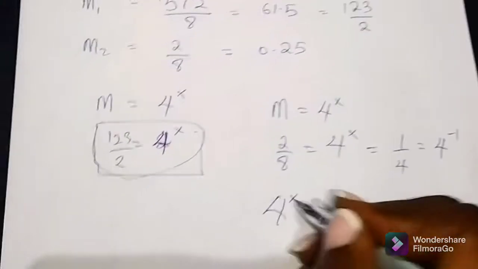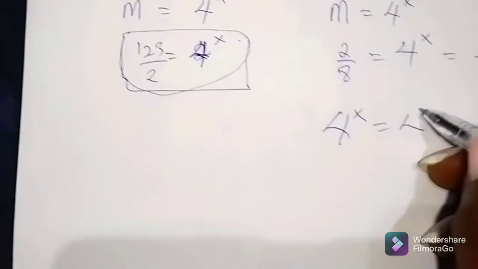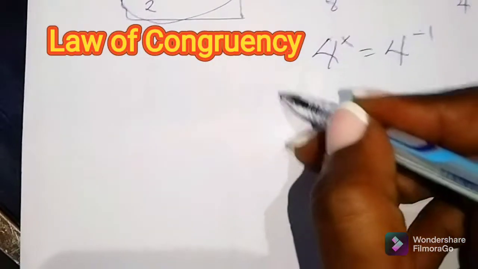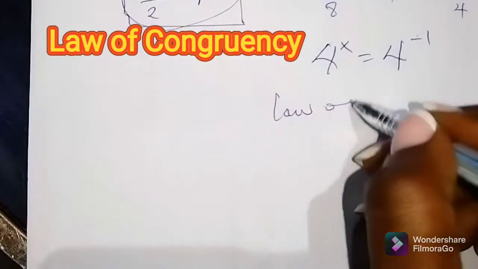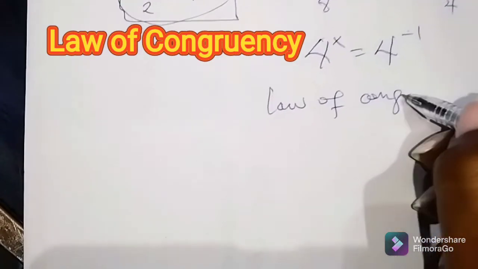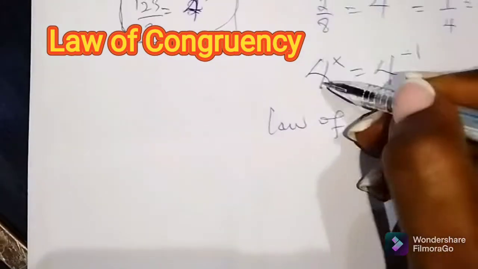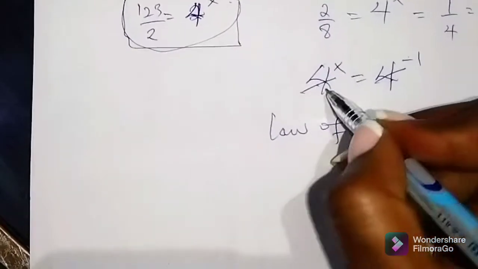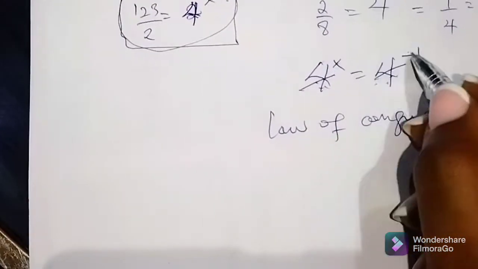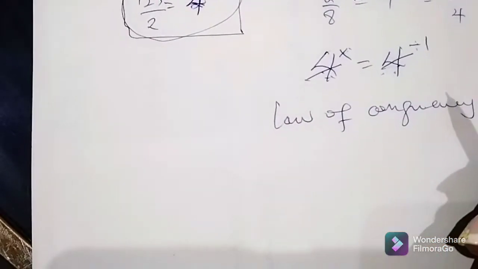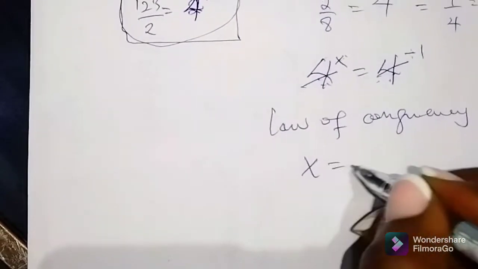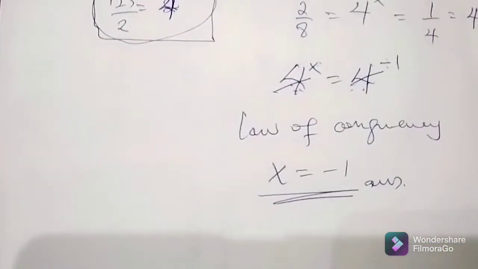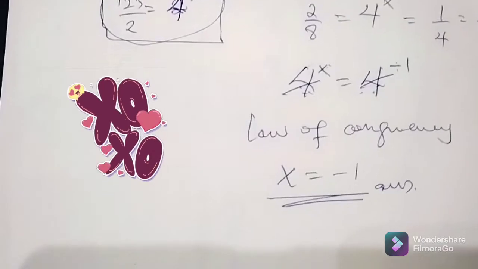So if 4 raised to the power x equals 4 raised to the power minus 1, then we apply the law of equality of indices. Since the bases are equal, the powers must be equal. So x is equal to minus 1, and there we have our answer. Thank you for watching.